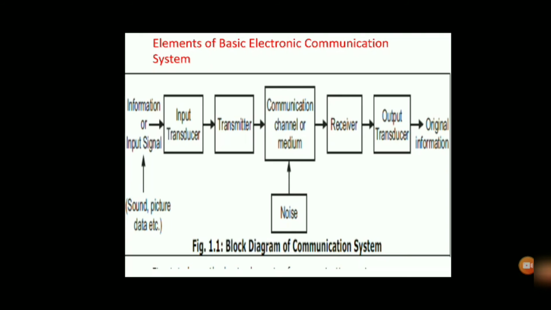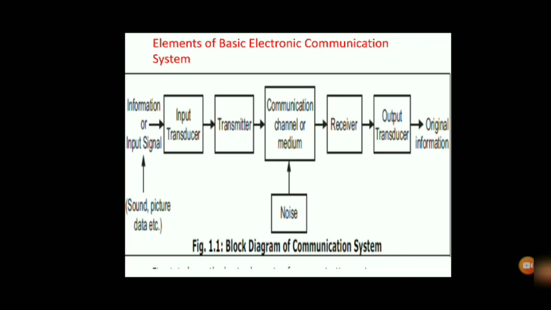Before that, we will just have a look at the elements of the basic electronic communication system block diagram. There are total 5 blocks: input transducer, transmitter, communication channel, receiver, and output transducer. Yes, there is one more block called noise block. So we'll see in detail one by one each block.